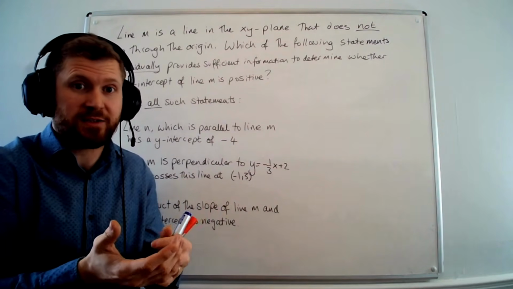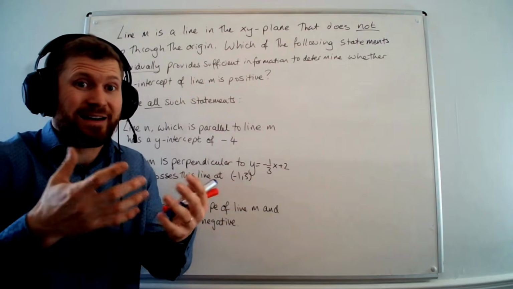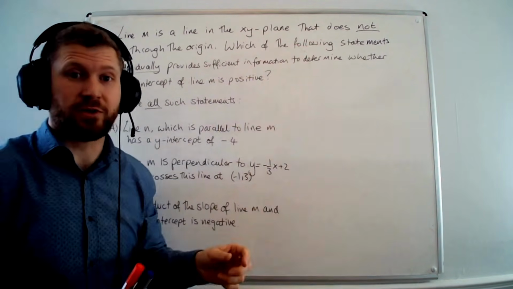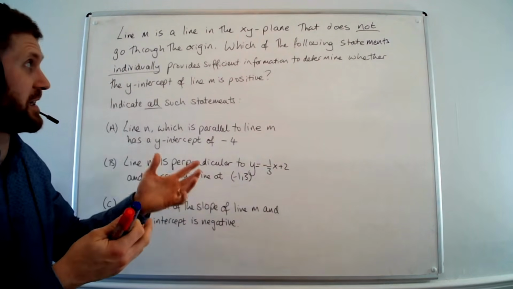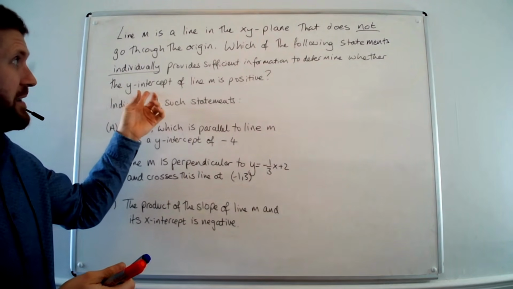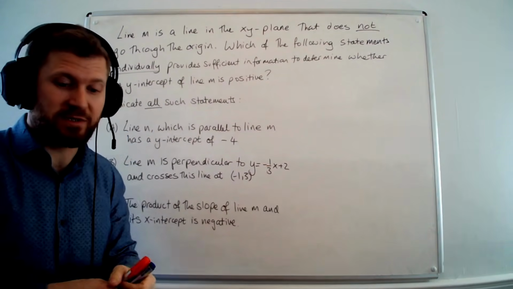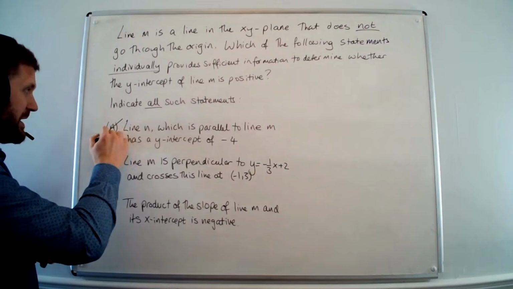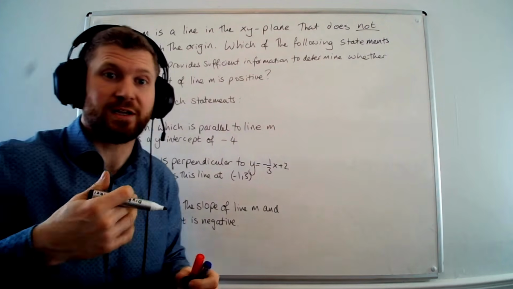I don't know the intercept of line M. I don't know the slope of line M. I still don't know anything about line M other than it does not go through the origin. So because I can't tell whether the y-intercept of line M is positive, answer choice A has not given me enough information to determine that. A is not going to be the answer there.